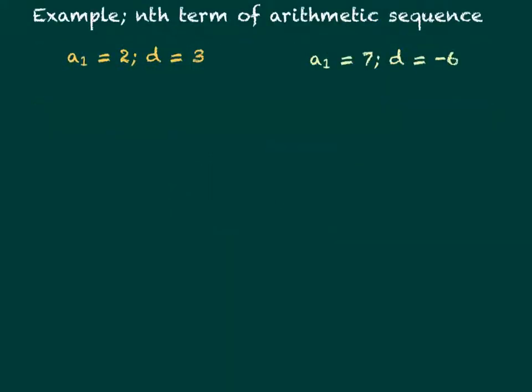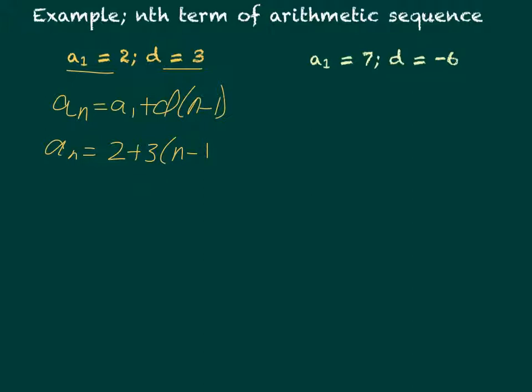For this first example, we want to find the nth term. So we're given a sub 1 and our d. Well, this one's going to be fairly easy. We just have to put it into our formula. a sub n equals a sub 1 plus d times n minus 1. So if I put in what I know, a sub n equals a sub 1, which is 2, plus my d, which is 3, times n minus 1.